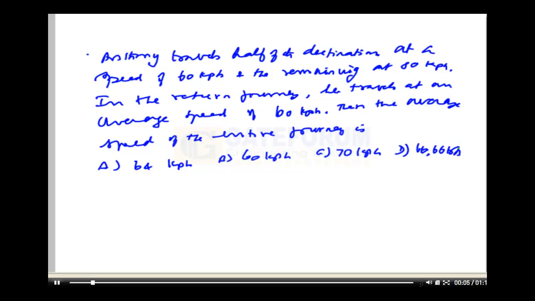Destination at a speed of 60 kilometers per hour and the remaining at 80. In the return journey, it travels at an average speed of 60 kilometers per hour, then the average speed for the entire journey.